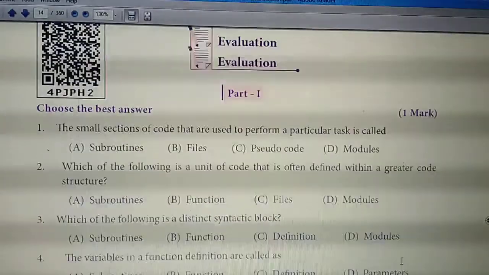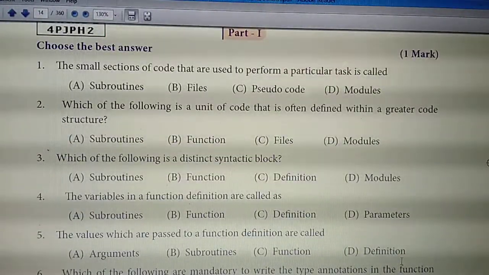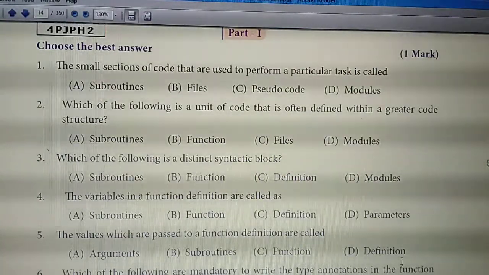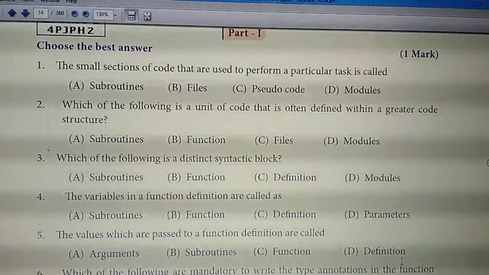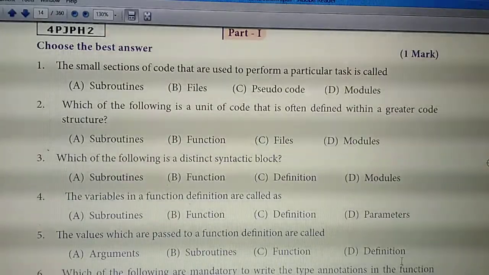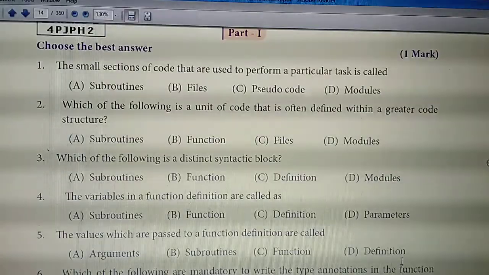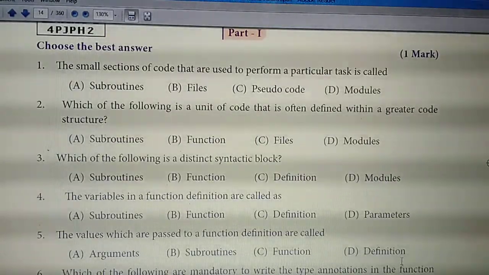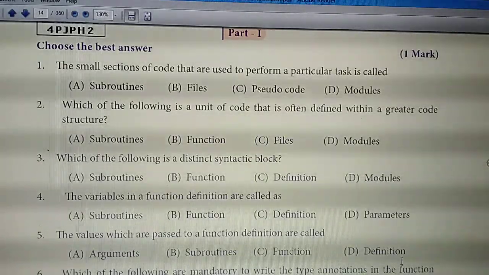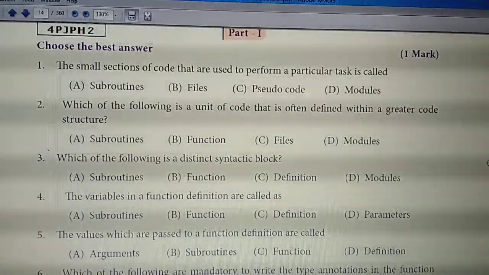So once more I am dictating the answers. Listen carefully, okay? First question answer option A, subroutine. Second question answer option B, function. Third question answer option C, definition. Fourth question answer option D, parameters. Fifth question answer option A, arguments. Sixth question answer option B, parenthesis. Seventh question answer option C, interface. Eighth question answer option C, implementation. Ninth question answer option D, pure function. Tenth question answer option A, impure function.